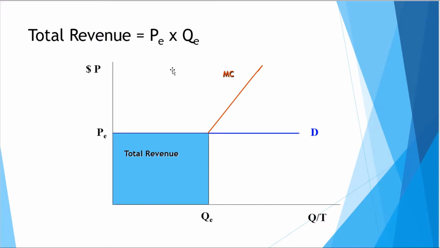Okay, so in the previous slide, we saw that their profit maximization quantity, QE, was 60 units. How much revenue is this company generating by selling 60 units of product? Price was $6, quantity was 60, so they're making 60 times 6, $360 in total revenue.